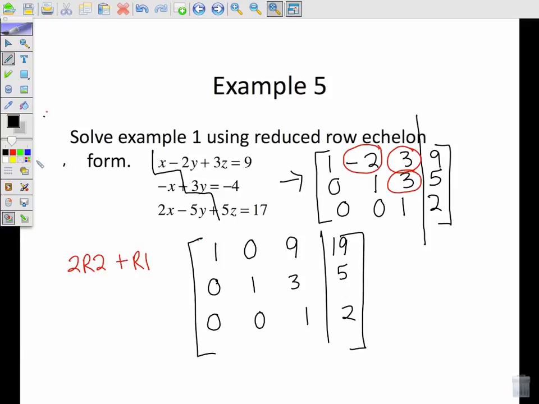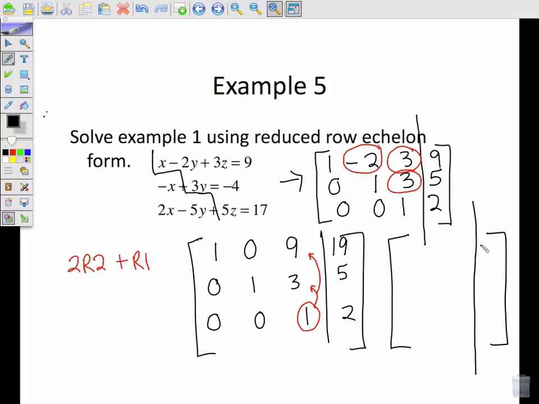All right, now what we're going to do is take this 1 in row 3 and use it to get rid of the 3 and to get rid of the 9. Let's just go ahead and do this in one step. Here's what we've got: 0, 0, and 1. These are the spots that are not going to be changing.